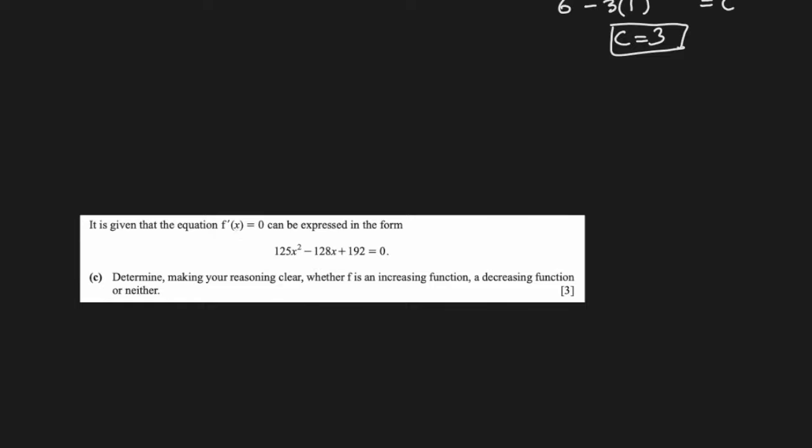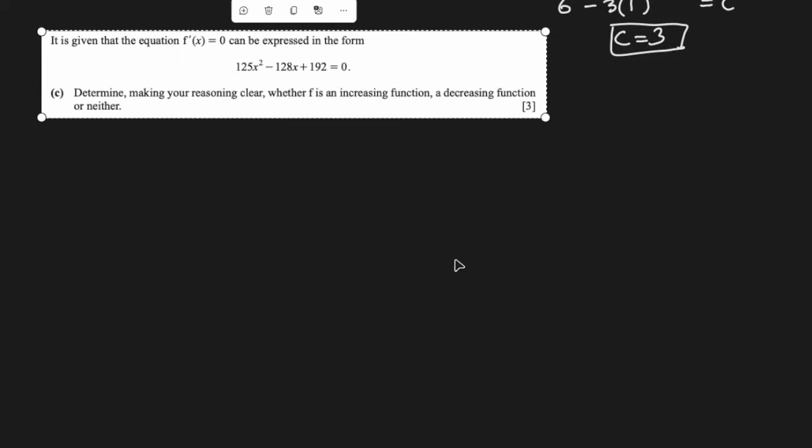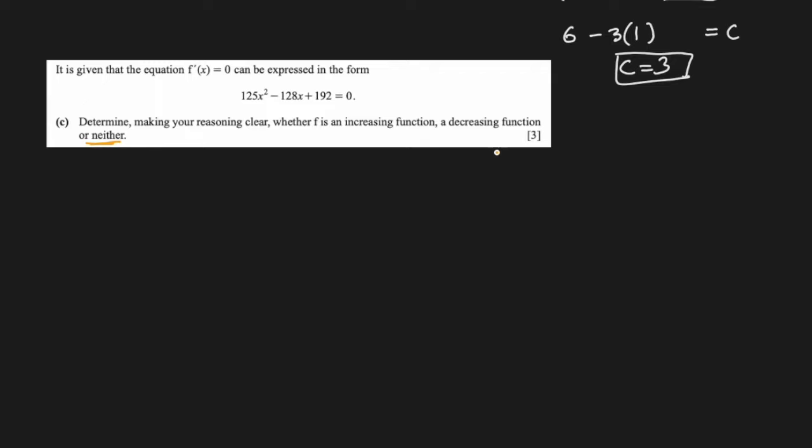It is given that f prime x, the derivative, is equal to 0 can be expressed in the form of this. So basically stationary point is the one they're talking about. Derivative is 0 when a stationary point is there. Determine, making your reasoning clear, whether f is an increasing function or a decreasing function or neither. That means first we have to see whether this one has a solution. If not, then it will be increasing or decreasing. If yes, it will be neither, a combination of the both. So first let's see whether this equation has some solution or not.